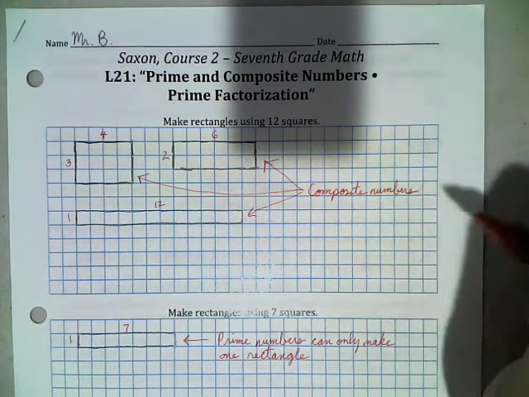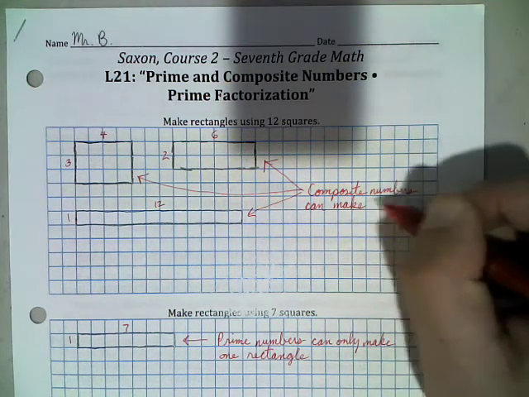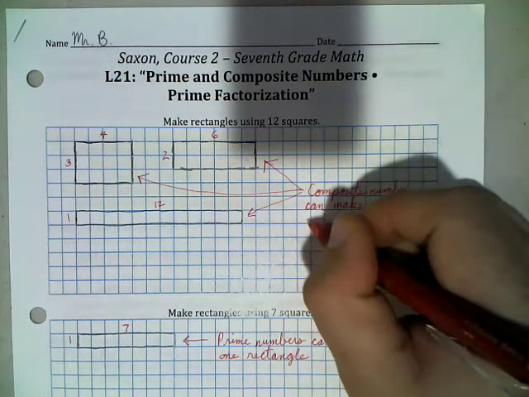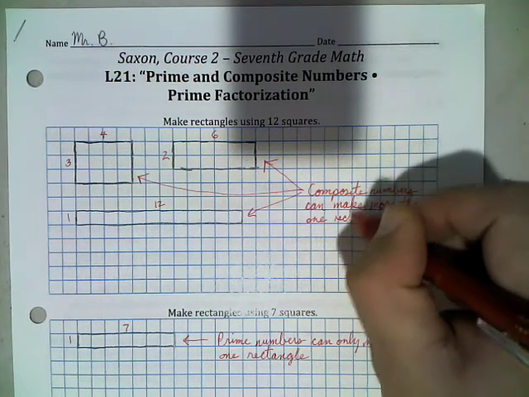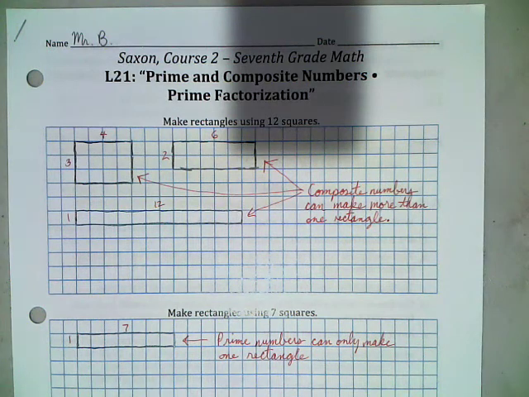So composite numbers can make more than 1 rectangle. So when you think about composite, the word composite has to do with putting things together. For example, when we get our school photos back, there's an option to purchase a composite photo, which is the entire class arranged together in one photo. So you got everybody's picture all together in one composite photo.